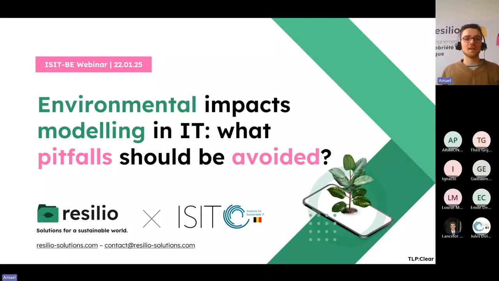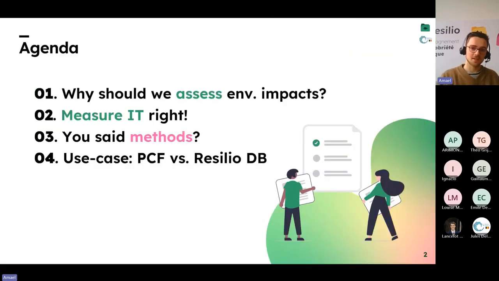Perfect. So the topic today was environmental impact modeling in ICT. What pitfalls should be avoided? I'll try to make it as simple as possible, although I might go into technical details a bit in the middle of the presentation. If you do have any question, please just ask, and I can handle questions in French or English as you prefer.